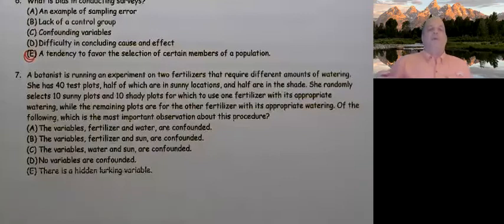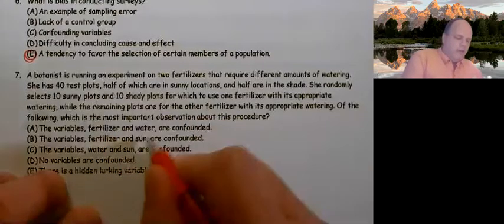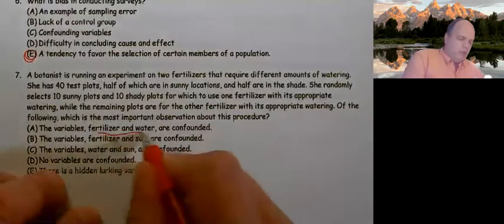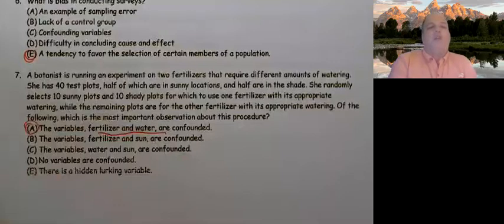Of the following, which is the most important observation about this procedure? The variables water and fertilizer are confounded. This is actually our answer. And the reason this is the answer is they require different amounts of water. So we don't know if the plant is growing due to the fertilizer or due to the water.